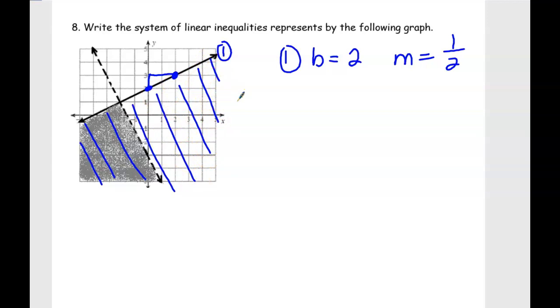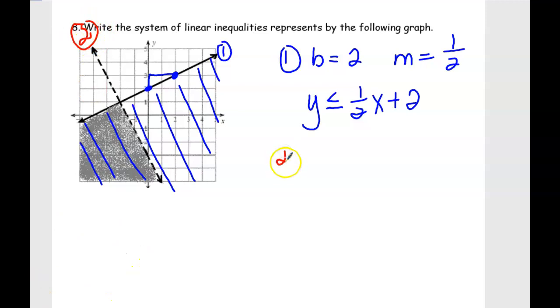So if I look at my y-intercept, you can see that I've shaded lower than, or less than. So my equation would be y is less than or equal to, because it is a solid line, 1/2 x plus 2. Now the second line we'll do. Let's look at number 2, this one right here.